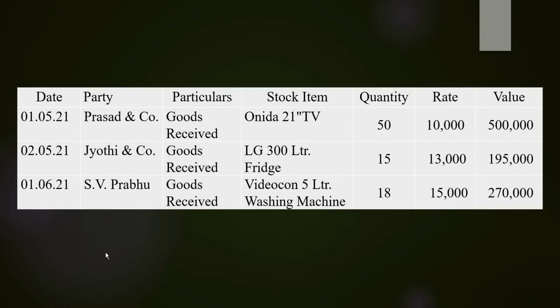We have seen how to record the transaction in purchase order voucher when the company places the order to the supplier. Right now, in this table, once the company receives the goods, where does the recording have to be done? It has to be done in receipt note voucher. Okay, let's see the first transaction, that is 1st of May. Party name Prasad and Company. Particulars is goods received. Stock item. Quantity is 50. Rate. Okay, let's see this particular recording in Tally.